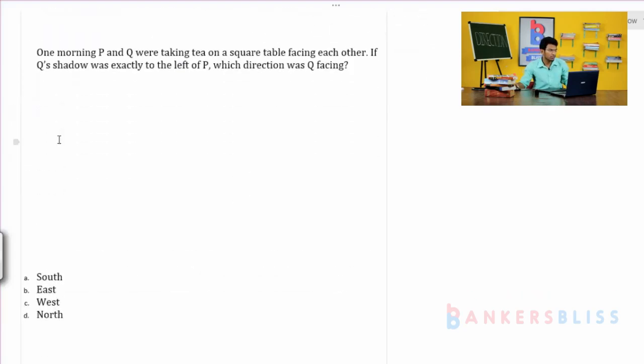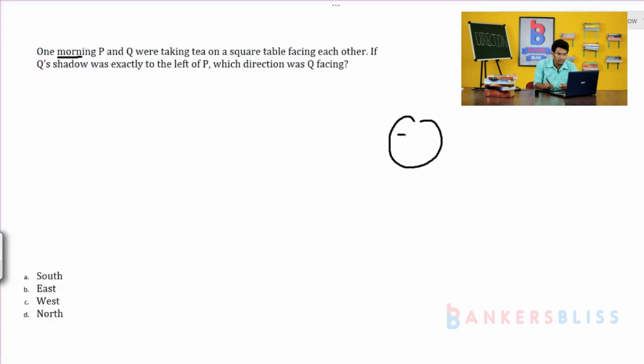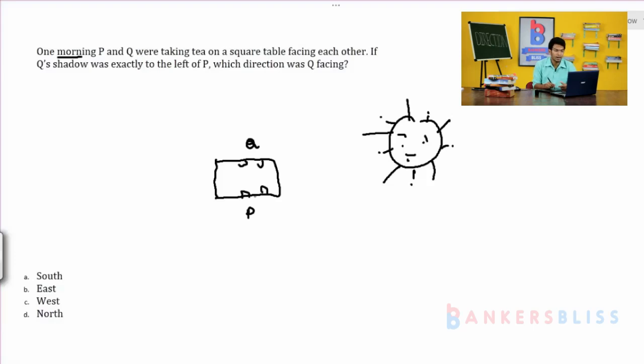And next question, again look at here. One morning, it is nothing but sun rises. P and Q were taking a tea on a square table. You just imagine this is the square table. In this, P and Q are taking the tea. Okay, this is a tea cup. P and Q are taking this, and this side the shadow will be.